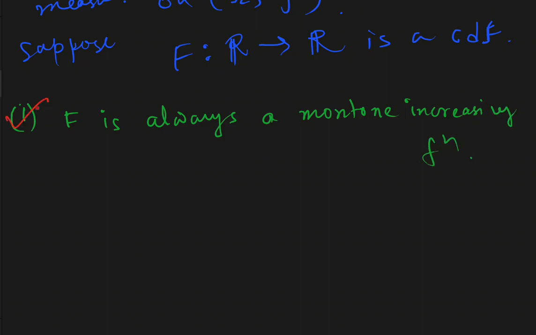So this is true. Now the second is: F is always continuous on R. And another statement: F is always strictly increasing and monotone increasing. What is the difference between them? I think both are the same. So let me check it.